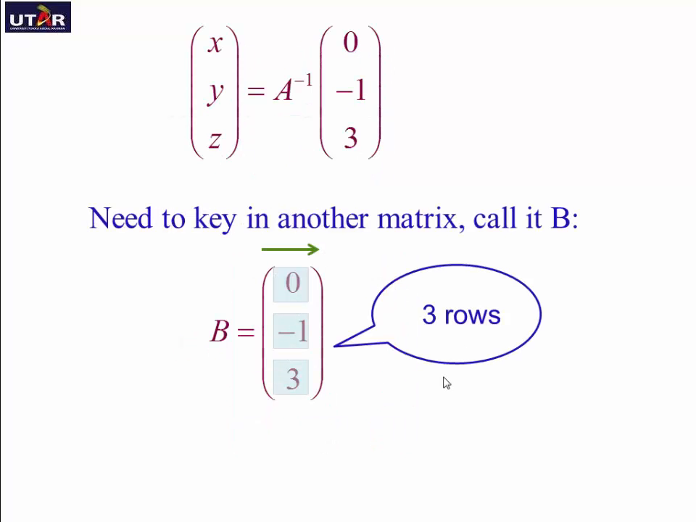Let's see how we want to find out the value of x, y, z. Essentially, just inverse the matrix A multiplied by 0, negative 1, 3. Now, in case of forgotten, your 0, negative 1, 3 consists of 3 rows, alright, and 1 column. So it is a 3 times 1 matrix. Remember, we haven't keyed in our matrix B. So we need to key in our matrix B now.